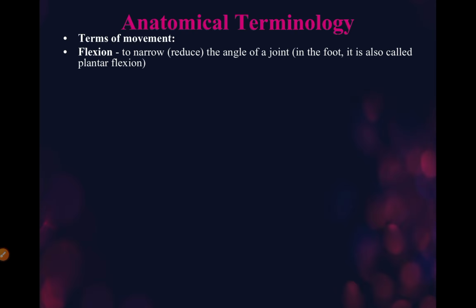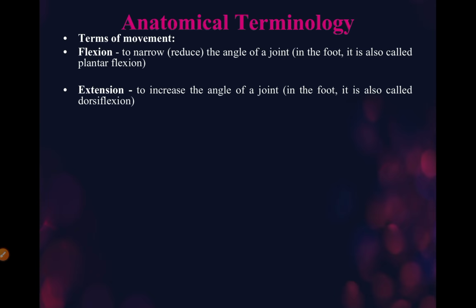So, terms of movement. We have flexion, to narrow or reduce the angle of the joint, as I've explained. So when you are reducing the angle, you are actually flexing that part of the body. And extension, to increase the angle of a joint. So any movement that increases the angle of a joint, we say it is extension.